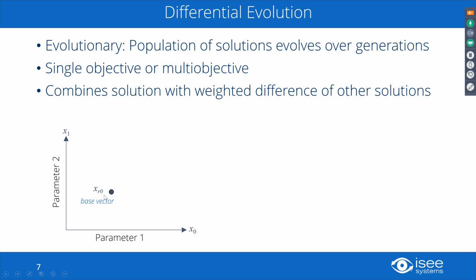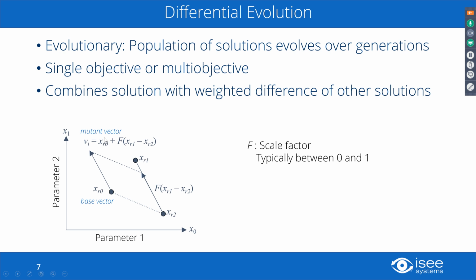Here's my solution, R0 it's called, and we'll call it the base vector in DE, that's what they call it. And then we'll take two other solutions and we'll take the difference between them and multiply it times F, which is our scale factor. And this is typically between 0 and 1, but it can be up to 2. And it tells us how far I want to move from my base vector, because what we're going to do next is take this difference multiplied by the scale factor, and add it to the base vector. And that will give us not our child for this generation, but a mutant vector. We then need to do crossover to get the actual child. So that's how it works.